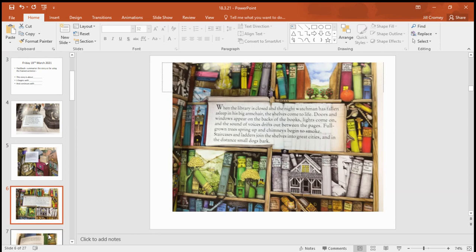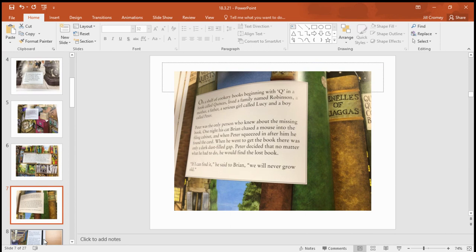When the library is closed and the night watchman has fallen asleep in his big armchair, the shelves come to life. Doors and windows appear on the backs of books, lights come on, and the sound of voices drifts out between the pages. Full-grown trees spring up and chimneys begin to smoke. Staircases and ladders join the shelves into great cities, and in the distance, small dogs bark.